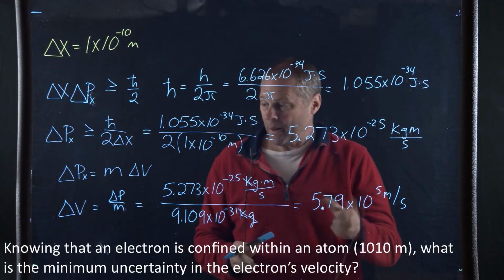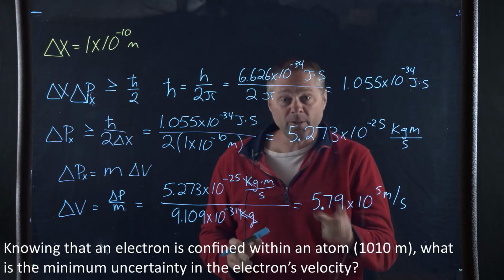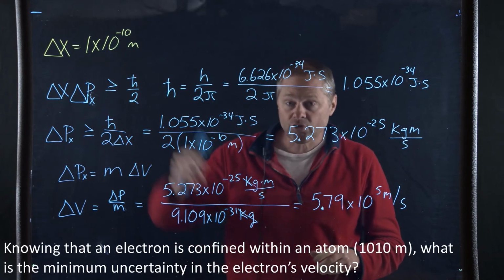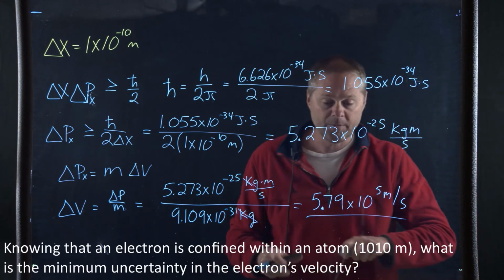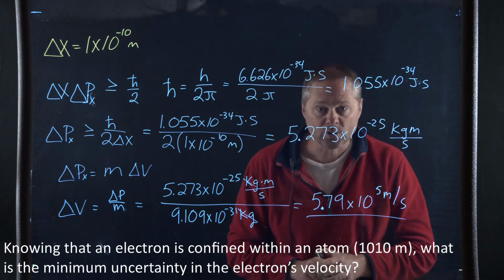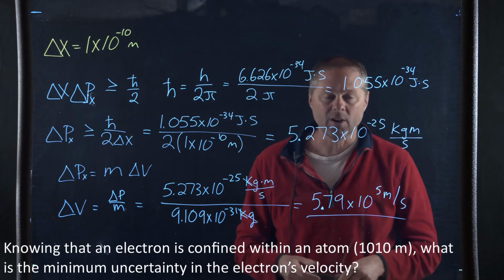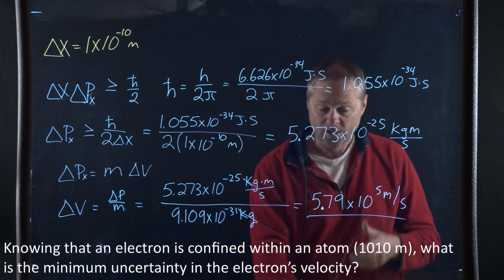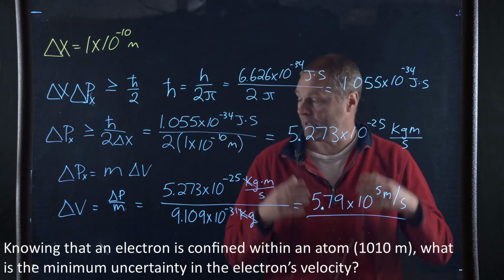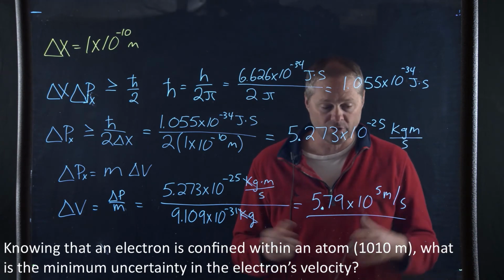So the error in measuring the velocity of an electron trapped in an atom is going to be 579,000 meters per second, or 579 kilometers per second. So the error in the velocity is going to be extremely large.